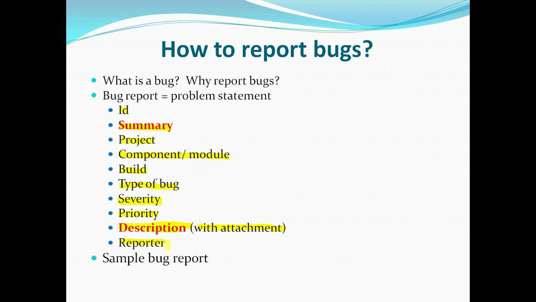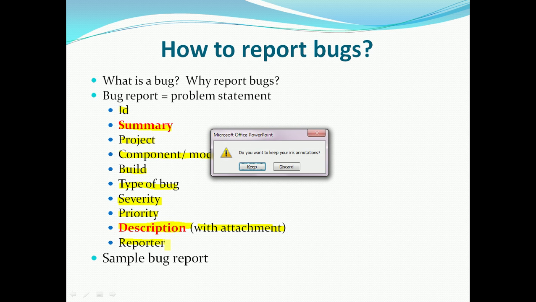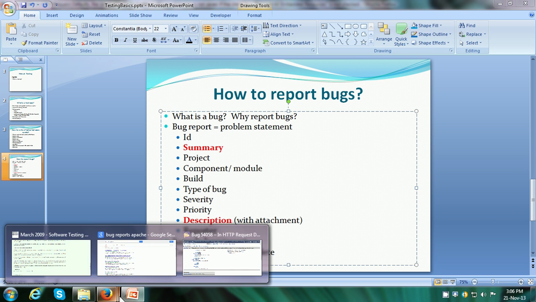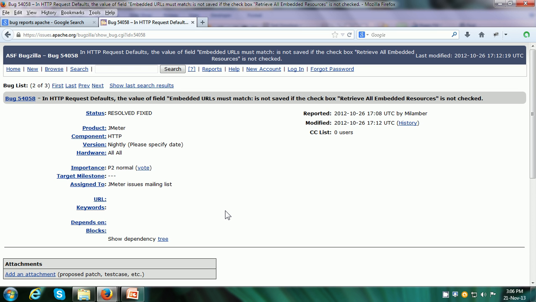Now let us look at a sample bug report, and after this we will do a summary. Now this is the public bug database from the Apache Software Foundation, and here I have just opened a bug report to show you the different fields. So this is an already existing bug report. So once it is created, this is how it looks.